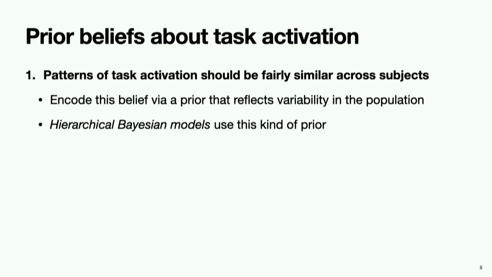So what are some prior beliefs we might have about task activation? One example of a prior belief is that the pattern should be pretty similar across subjects. If I give you a motor task and ask you to move your finger, we basically know what area of the brain is going to activate at this point, right? It's going to be part of the motor cortex associated with the hand. And that's going to be similar across subjects. So we could encode this type of belief in a prior that reflects the variability that we expect to see in the population, and we could build hierarchical Bayesian models to use that type of prior.